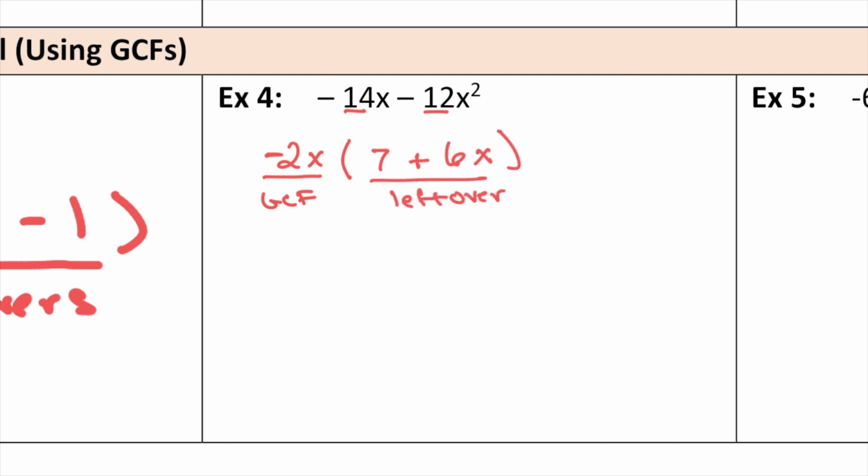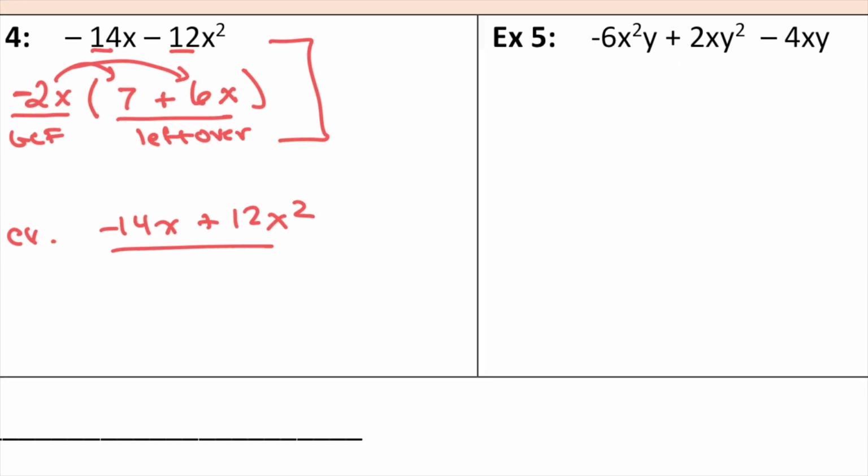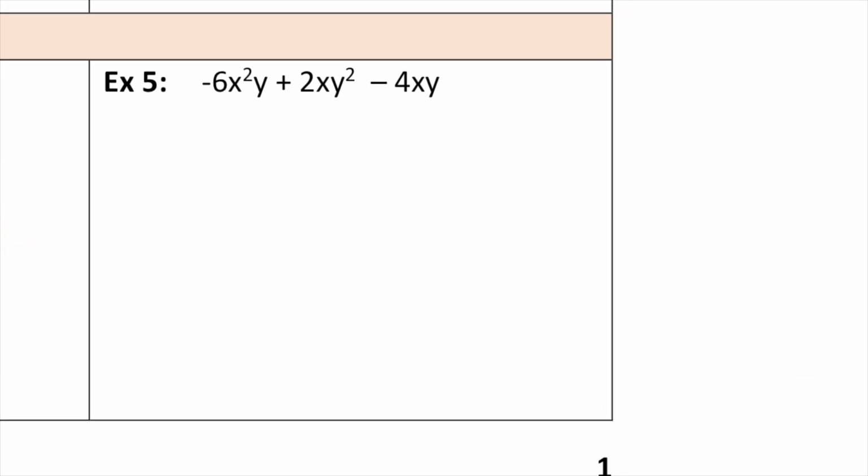Now the next part is we can check our answers. Use that distributive property if you want to check your answer. We get negative 14x plus 12x squared. We're back where we started. So the factored form is going to be negative 2 times the quantity 7 plus 6x.